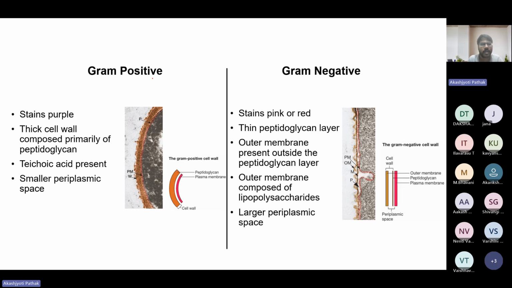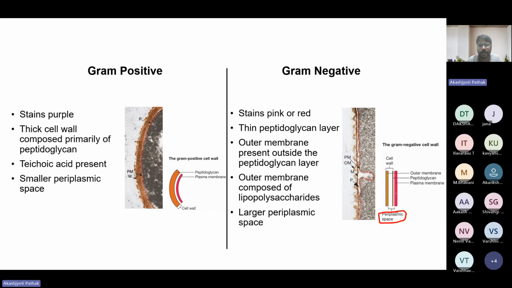Gram positive stains purple on staining with crystal violet, and they have a thick cell wall, which is composed primarily of peptidoglycan. Here, this is an electron micrograph. You can see that the peptidoglycan layer is much thicker, while gram negative bacteria have this thin peptidoglycan layer. This is a schematic. They have a thin peptidoglycan layer, then there is an outer membrane, and then there is a plasma membrane. The periplasmic space in gram negative is also larger. You can look at this figure and understand the differences in their structure.